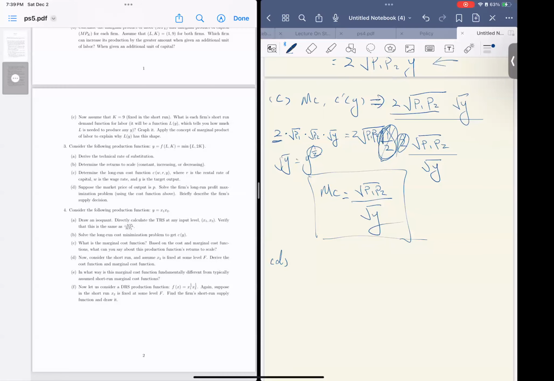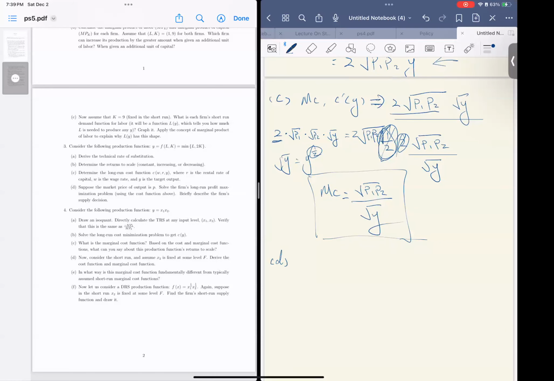Number 4 is so long. Now consider the short run. Assume x2 is fixed at some level. Derive the cost function and marginal cost function. Okay. Let me cheat.